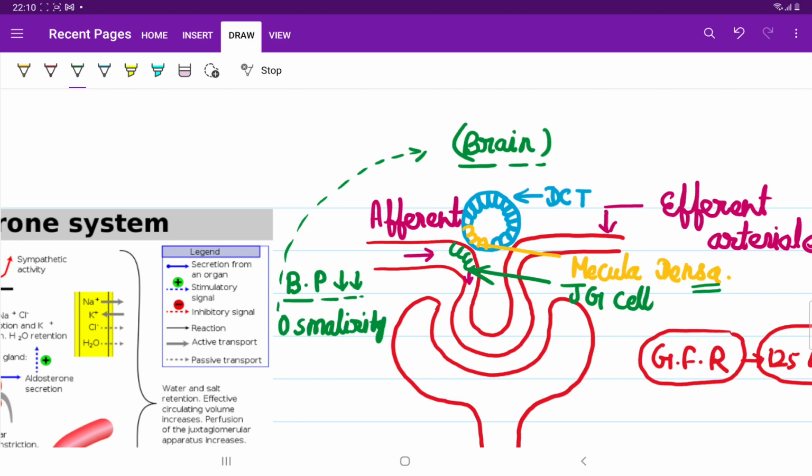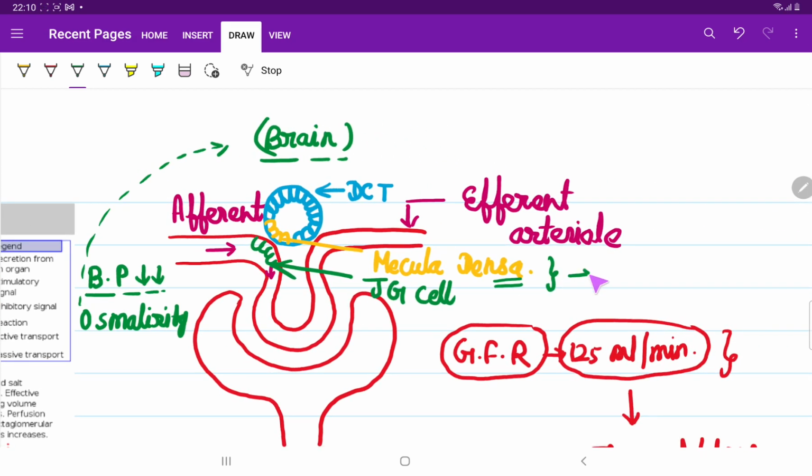Whenever osmolarity increases, the concentrated filtrate will come to the distal convoluted tubule. The macula densa of the distal convoluted tubule have the capacity to detect NaCl concentration in the filtrate. Now obviously when the osmolarity was increased, the filtrate which came here has high osmolarity, NaCl will be high. This high NaCl will be detected by our macula densa cells and they will send signal to the juxtaglomerular cells.